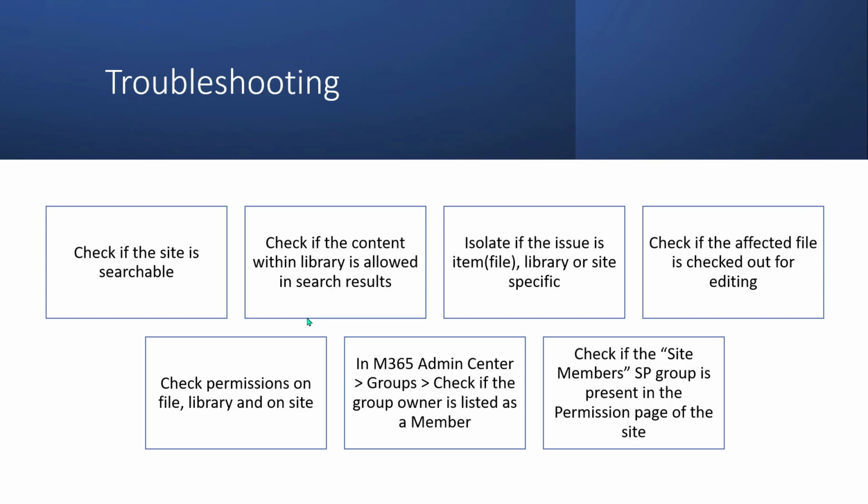So the next point is to check if the affected file is checked out for editing. In many scenarios, we have seen, specifically if we're talking about a page, if the user is trying to search a page, and if that page is in draft state or not published, then it may happen that that particular page is not appearing in search results. So we need to make sure that our pages are published. And if we are talking about a document, or an office file, we need to make sure that that particular file is not checked out for editing, or we need to make sure that that file is checked in.